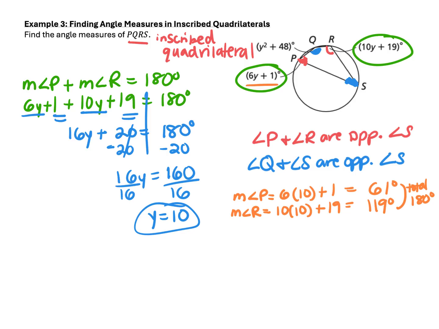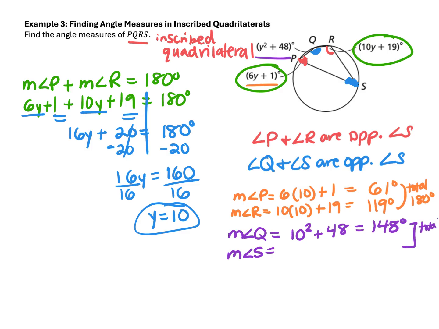Now let's try angle Q. Notice that angle Q is equal to y squared plus 48. Y squared would be 10 squared plus 48. Well, that's 148. For angle S, we know that together, Q and S have to total 180 degrees. Let's just take 180 minus the 148, and that will give us the value 32.